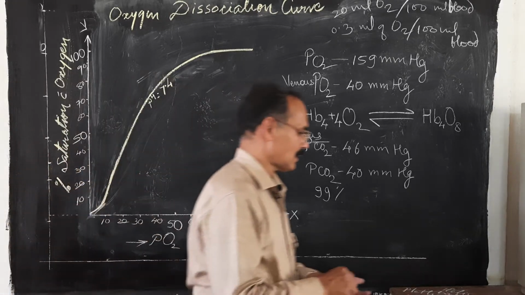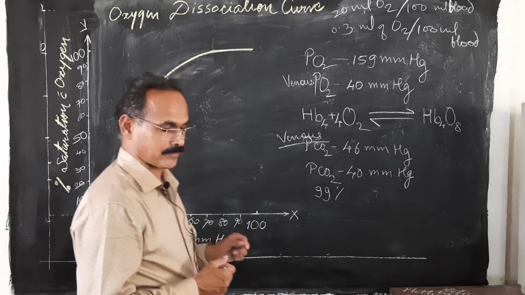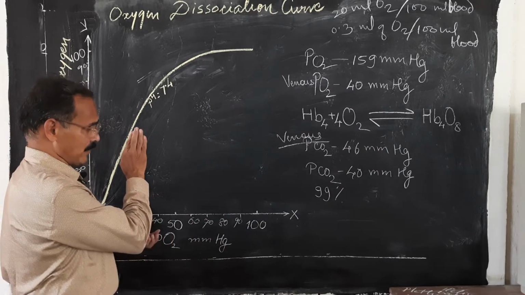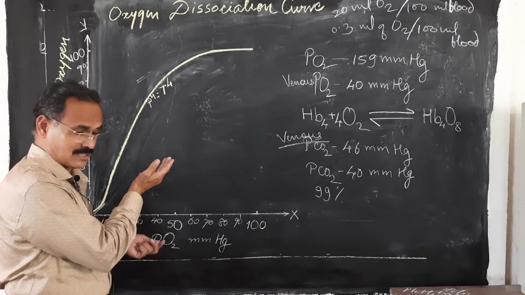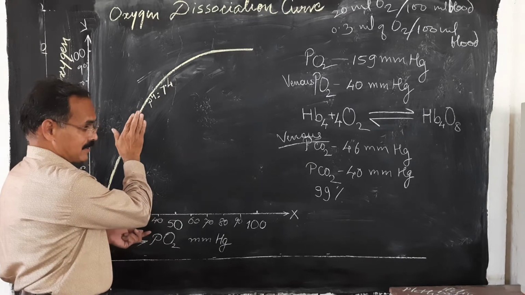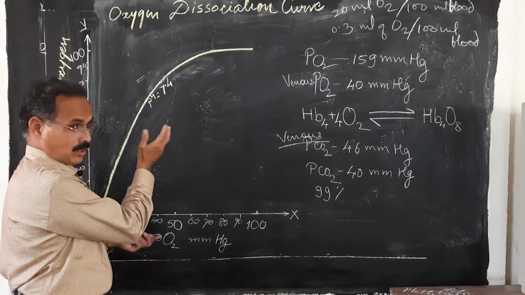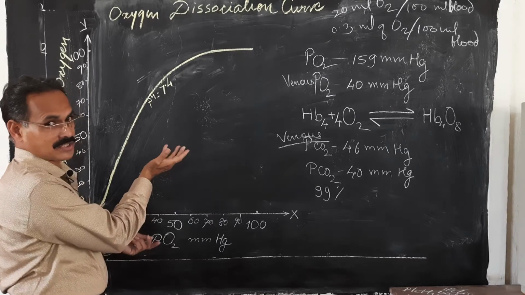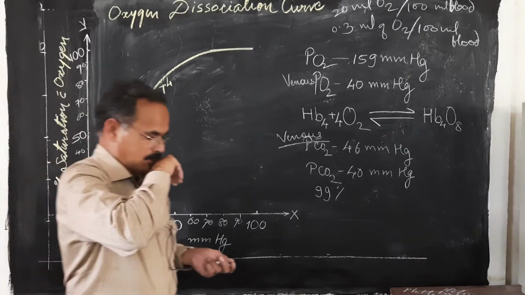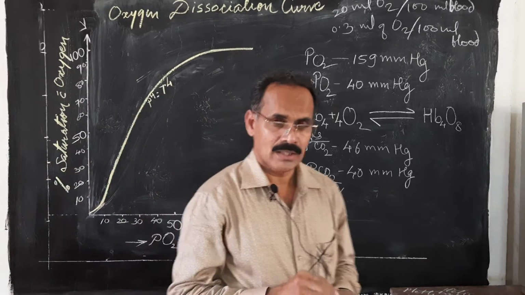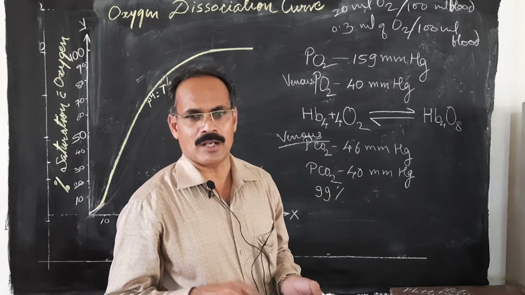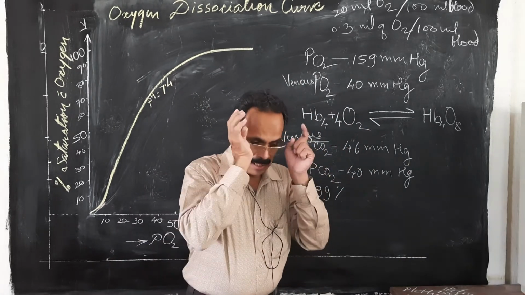But according to Bohr, whenever H+ ion concentration increases, that graph shifts to the right side, or when CO2 increases, dissociation also increases. It's a very simple mechanism.